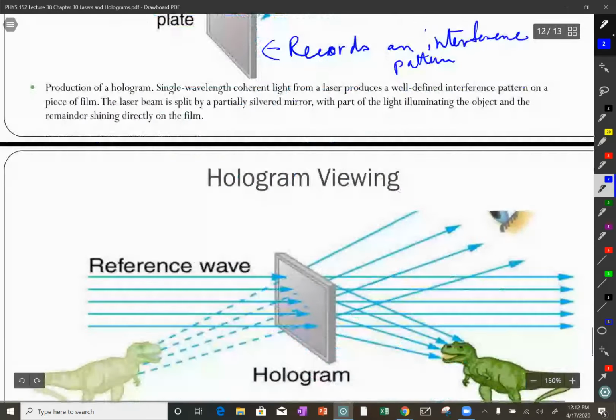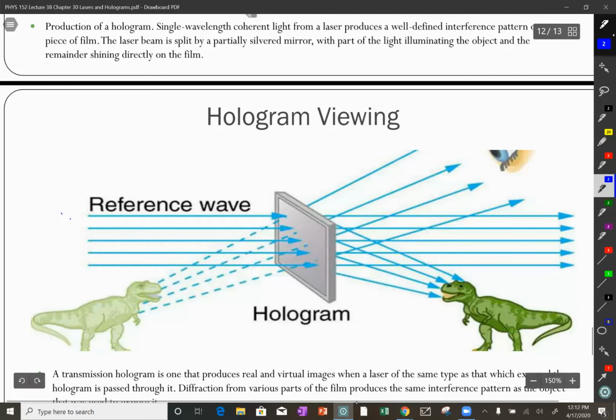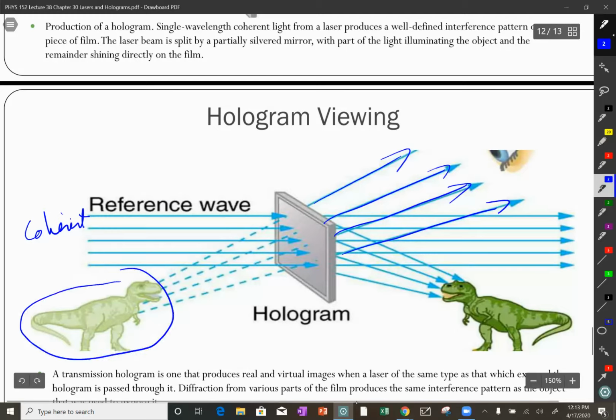And then to view it, you just put in another coherent reference wave. And that light, when it hits the diffraction pattern, then it's going to diffract. And if you look in this direction, you're going to see back here extrapolated, and it will make a virtual image.